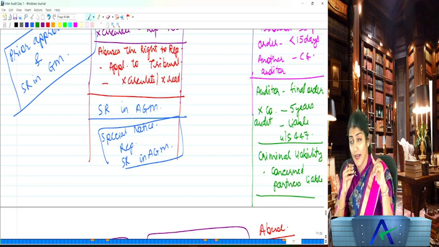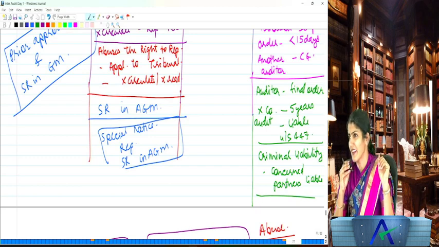Such an auditor against whom the final order has been passed by the tribunal cannot be appointed as an auditor of any company for a period of 5 years. Does anybody have any observation or correlation over here?